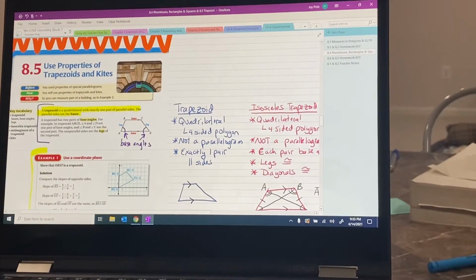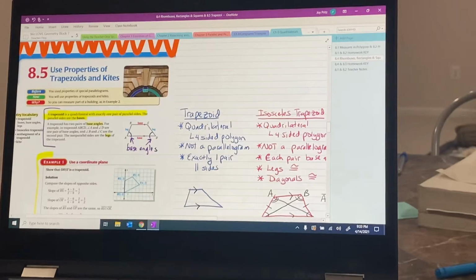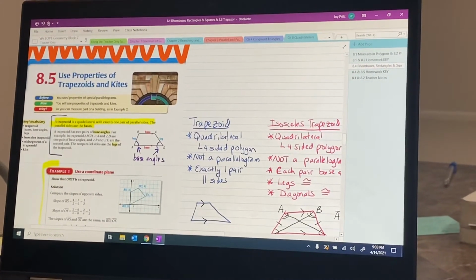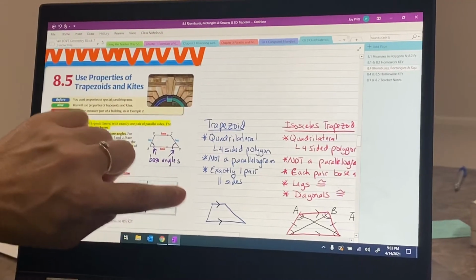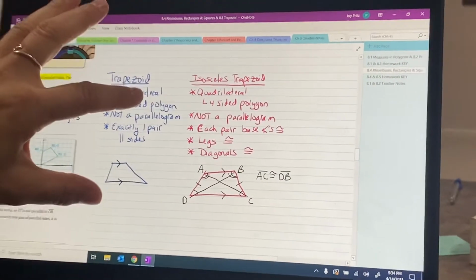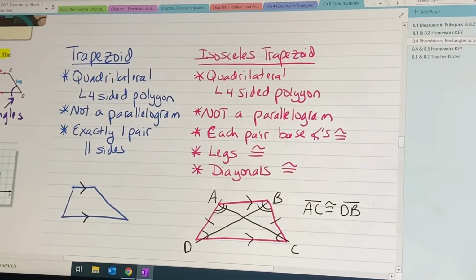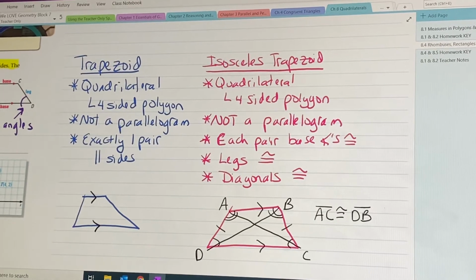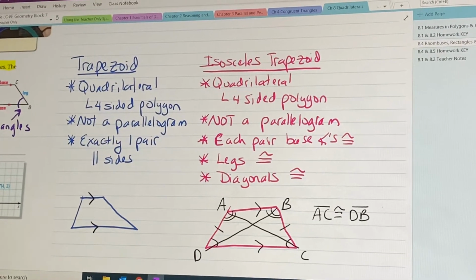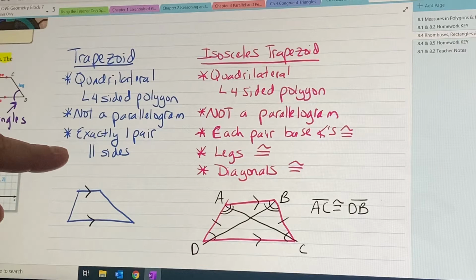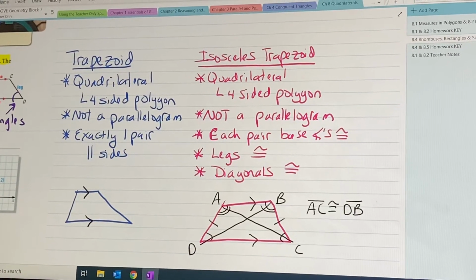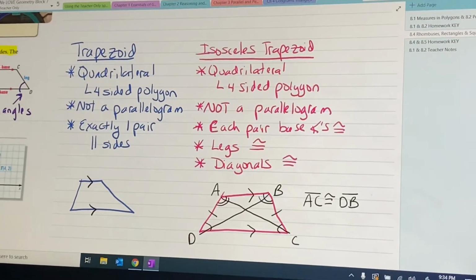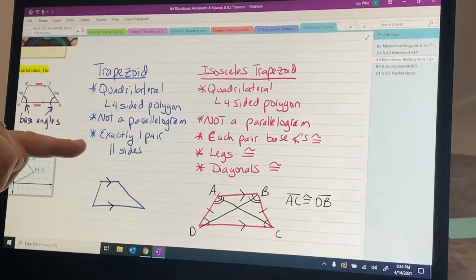8-5, these are properties of trapezoids and kites. These are not parallelograms. So the three that we just talked about, rhombus, rectangle, and square, are parallelograms. Trapezoids and kites are not. And if you look at my examples here, this is again a summary of everything in this section. This figure, trapezoid, it has one pair of parallel sides, exactly one pair of parallel sides. So it's not possible to have exactly one pair and to be a parallelogram where it has two pairs. It's just impossible.